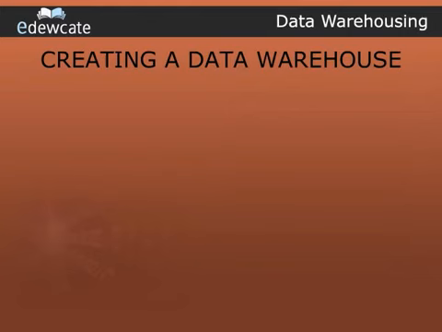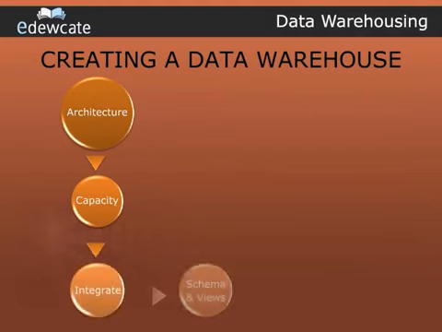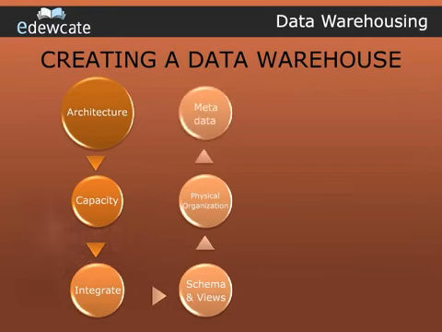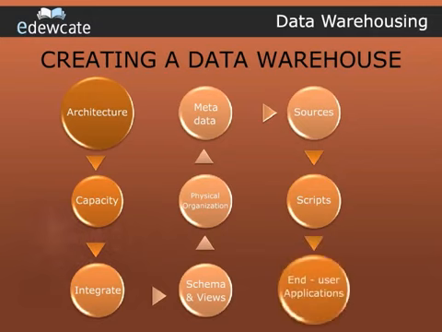The basic process followed is, firstly, defining a clear architecture, estimating and planning for the data warehouse's storage capacity, then integrating the servers, storage and clients, then designing the warehouse schema and views, then designing the physical organization and access methods, then defining the metadata and populating the repository, then connecting the sources, gateways and the ODBC drivers, then designing scripts for the data extract, load and refresh, and lastly, designing and implementing the end-user applications.